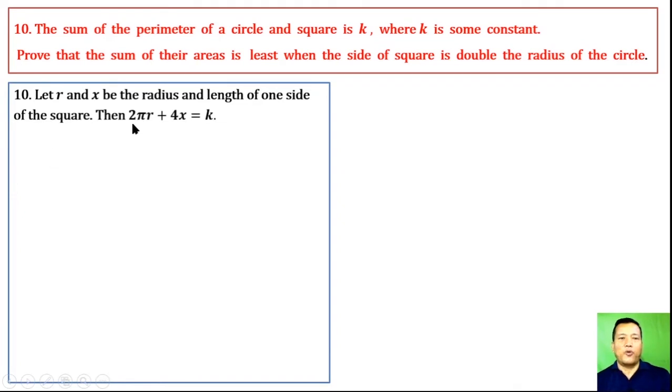Then twice pi r is the perimeter of the circle, and 4x is the perimeter of the square. Their sum is given as k, so twice pi r plus 4x is equal to k. Let A be the sum of their areas.